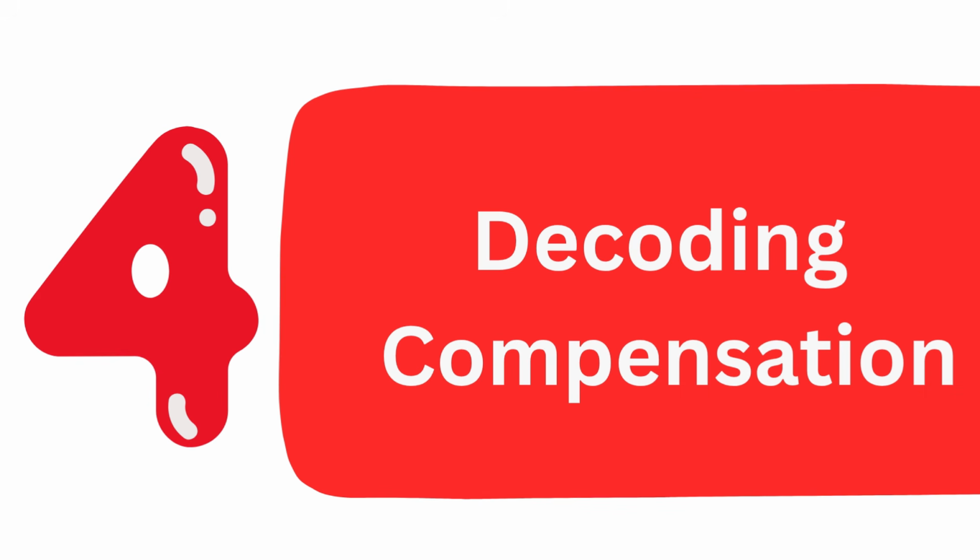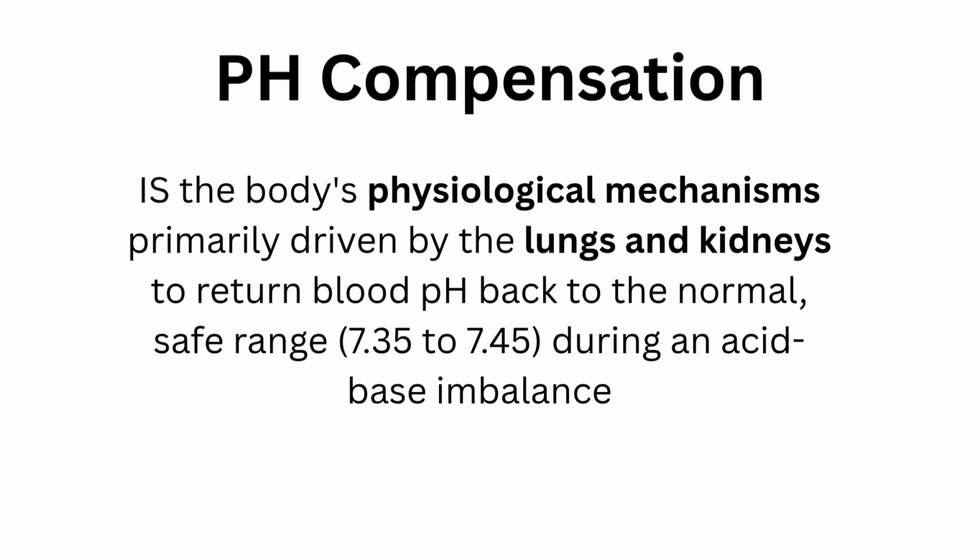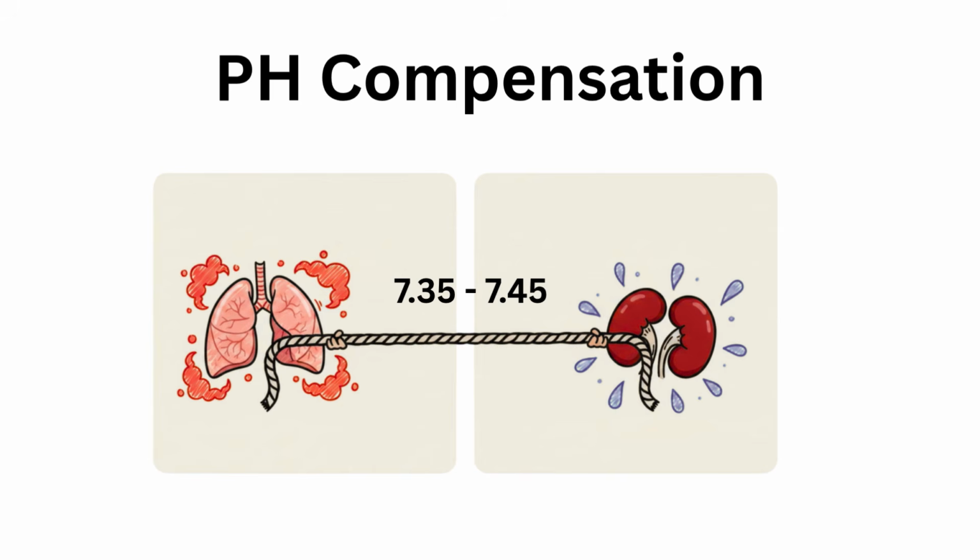All right, Section 4, Decoding Compensation. First off, let's actually define what compensation is. Your body absolutely hates it when the pH is out of that normal 7.35 to 7.45 range. So the lungs and the kidneys start this wild biological negotiation process. Think of it as a tug of war, to find common ground and drag that pH back to normal.